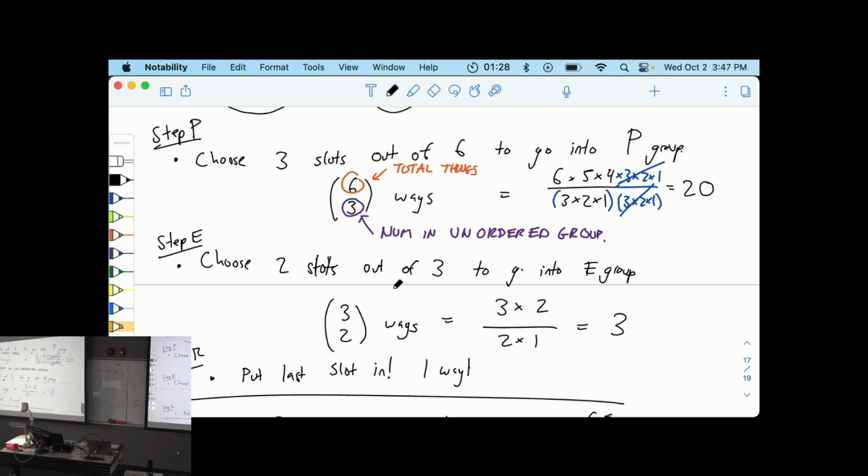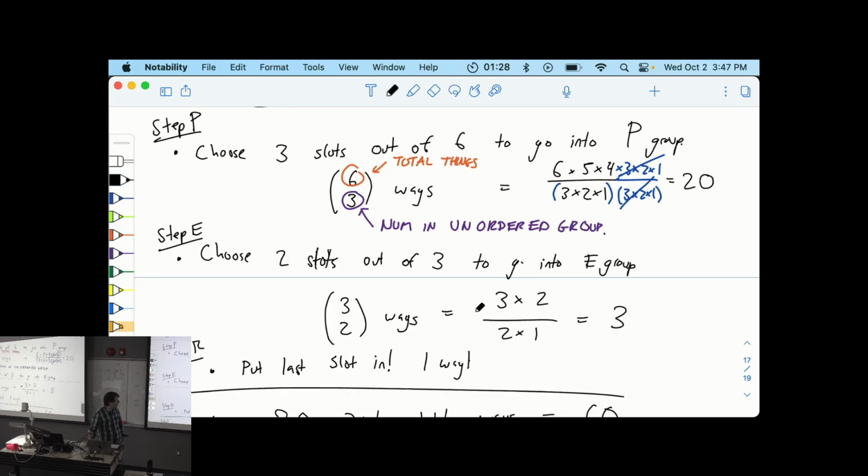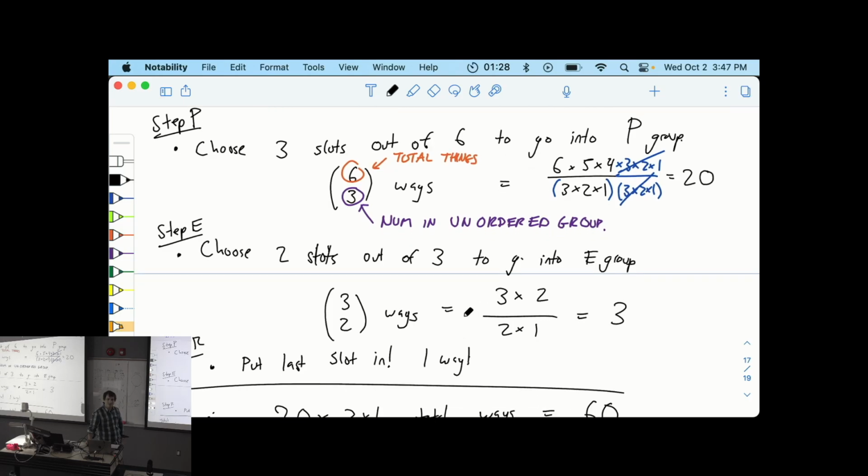Other questions? Yeah. For step E, you went 6 times 5 times 4, and then under that 3 times 2 times 1. Why are there 3 things over here, but only 2 things over here, right? Is that the question? I understand why there's 3 and 2. I don't understand why it goes 6, 5, 4 and then over 3, 2, 1, but on the other one, it goes 3 times 2 and then over 2.